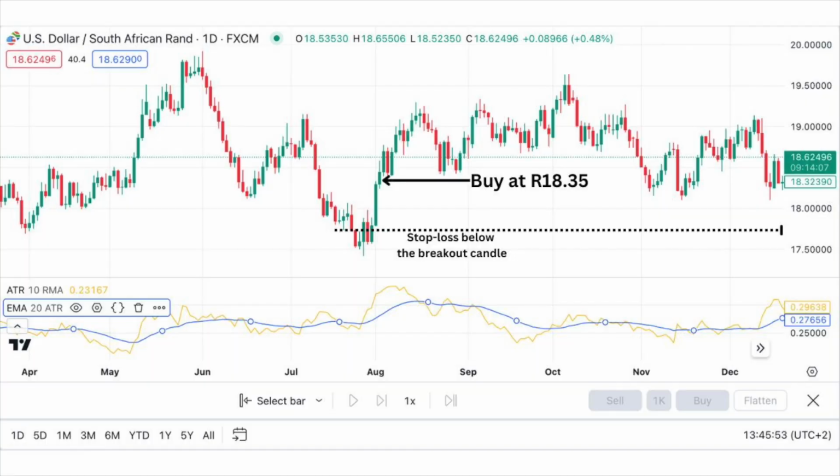So in terms of setting your stop loss, you can obviously set the stop loss at 1.5 ATRs below the entry point, or in this case, because a break below the breakout candle will invalidate your trade, this is the place we want to hide our protective stop loss.